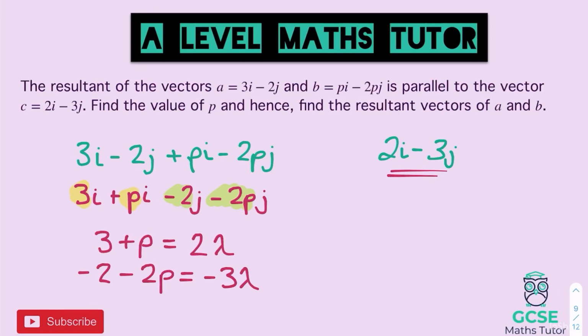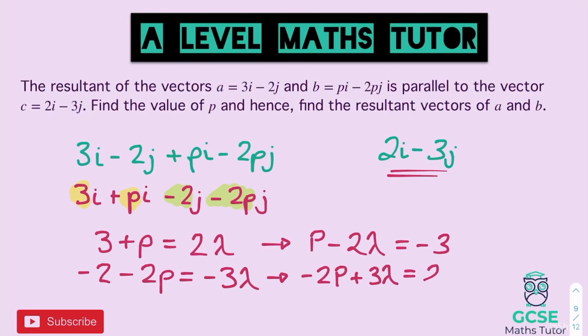So I'm going to move the numbers to the right hand side and the lambdas over to the left. So if we do that for the top one, if I move the lambda over, we'll have p minus 2 lambda, and that's going to equal, when we move the 3 over, negative 3. For the one below, let's have a look at rearranging that. So we're going to have negative 2p plus 3 lambda, and that's going to equal positive 2 when we move the 2 over. So again, I'm skipping a few steps here because I've added the negative 3 lambda over, and I've also added the 2 to the other side. Hopefully you're okay with that. So these are the equations that we're going to solve then.